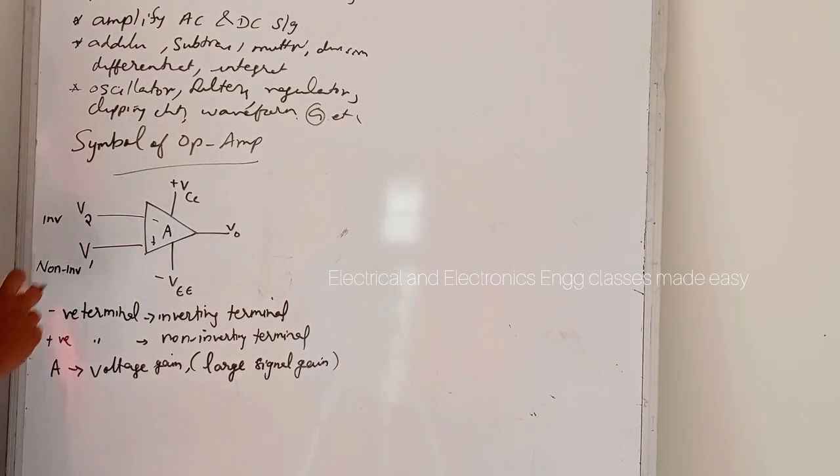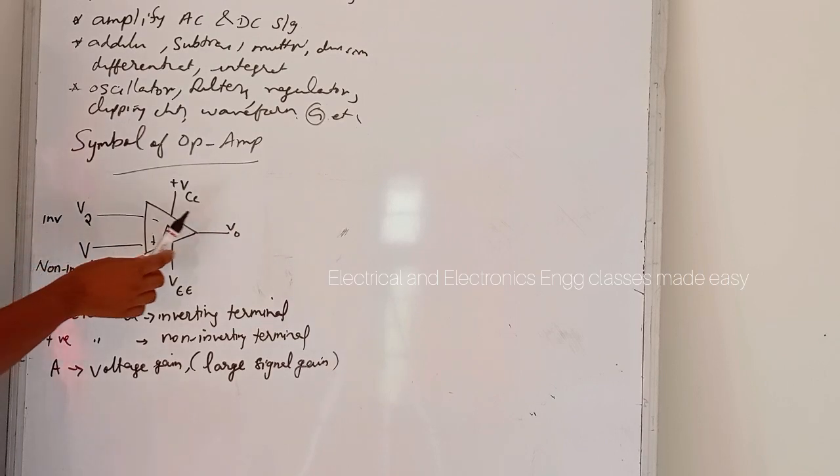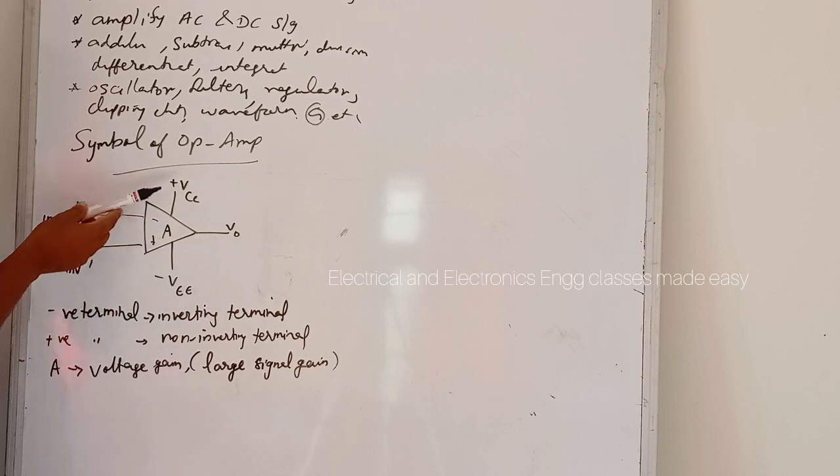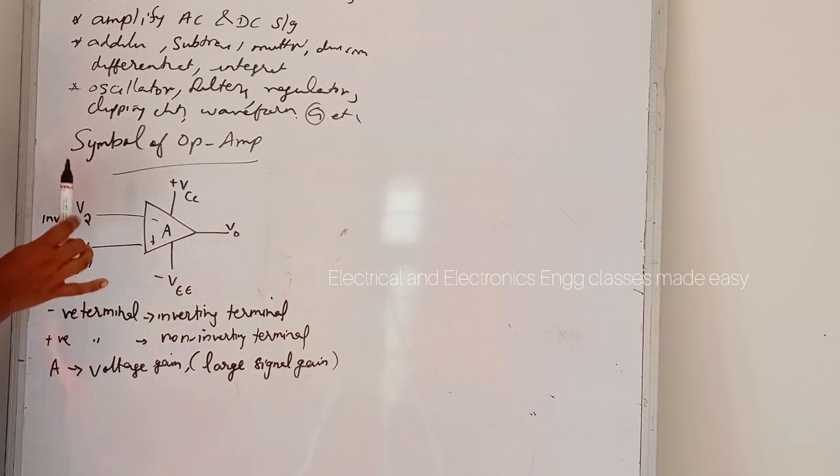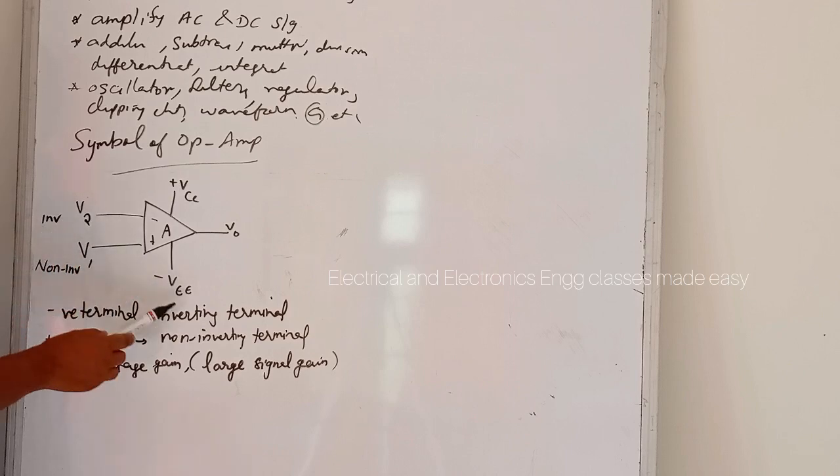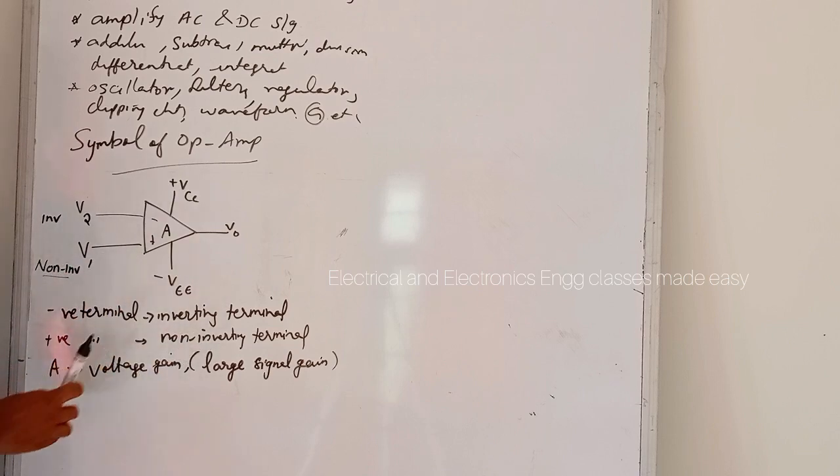Next is the symbol of op-amp. This is the symbol of op-amp, and it consists of two input terminals, one output terminal, and two bias supply terminals. Here the negative terminal is called the inverting terminal, and the positive terminal is called the non-inverting terminal.